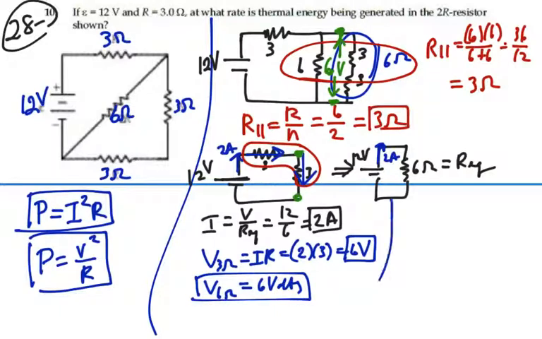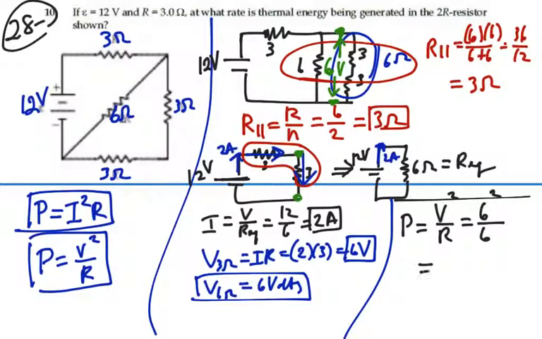That's nice to know, because that means the power, which is that voltage squared over resistance, will be 6 volts squared over 6 ohms, 36 divided by 6, or 6 watts, 6 joules per second. So the rate of thermal energy being generated, which is energy per time, is 6 watts generated in that 2R resistor, the 6 ohm resistor in the middle. 6 watts.